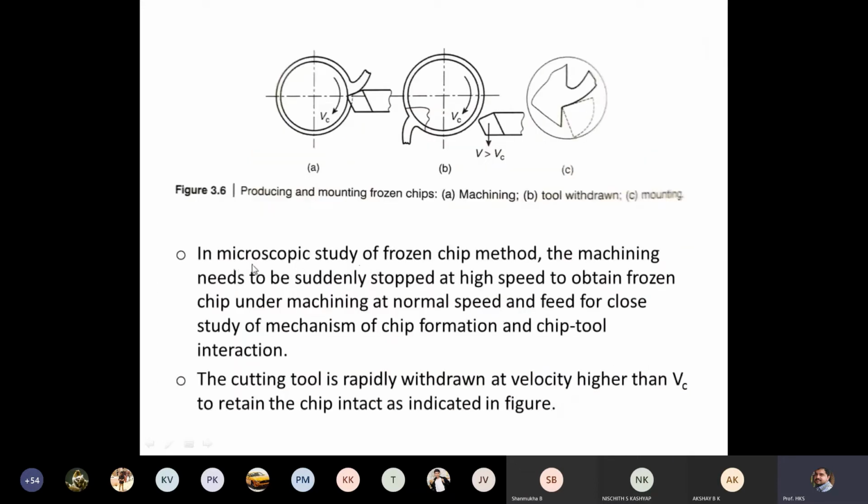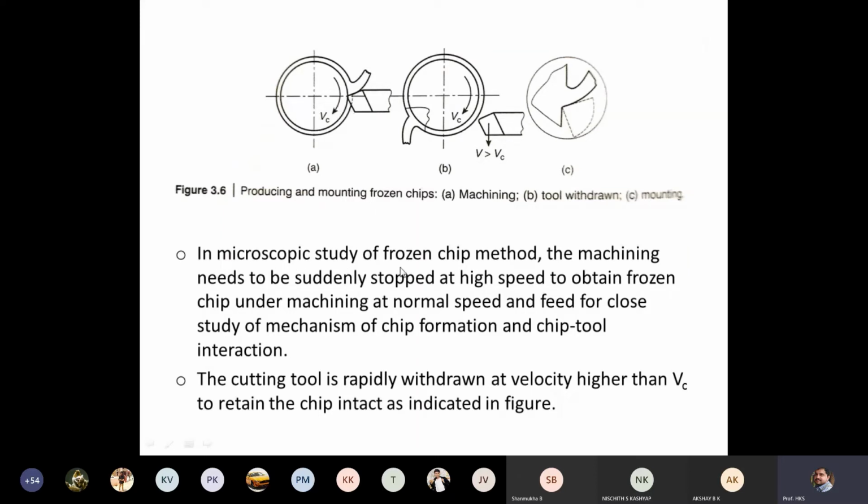Next, there's another method, that is microscopic study. In microscopic study, machining will be performed at a velocity vc. Suddenly machining will be stopped and the tool will be taken back, and later the chip will be removed and taken for studying purpose. In the microscopic study of frozen chip method, the machining needs to be suddenly stopped at high speed. So you are not gradually stopping it, not reducing the velocity and then stopping. You are immediately stopping the machining process.